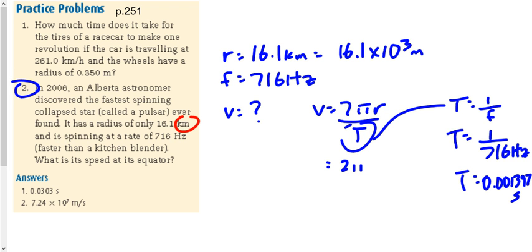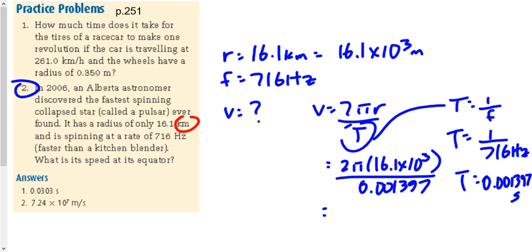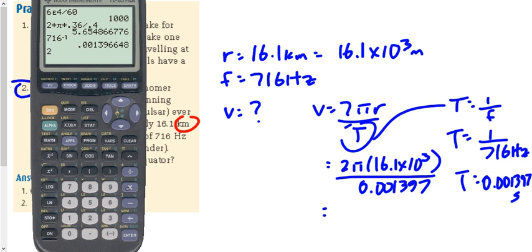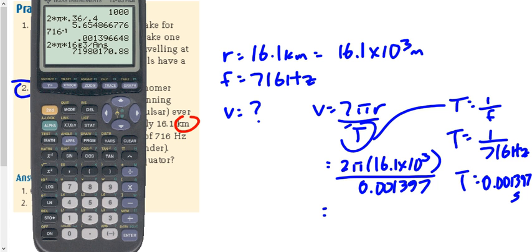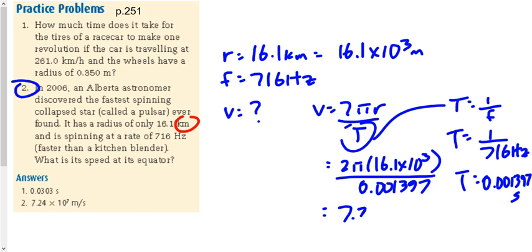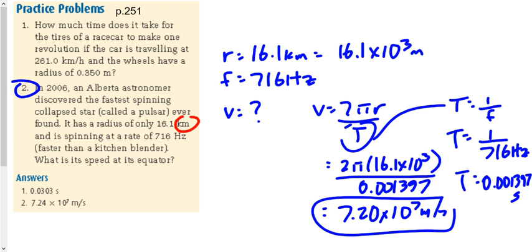2 times pi times 16.1 times 10 to the 3, divided by 0.001397 equals, let's say, 2 times pi times 16 times 10 to the 3, divided by, you get 7.20 times 10 to the 7. Okay, that's pretty fast. All right, 7.20 times 10 to the 7 meters per second. Yeah?